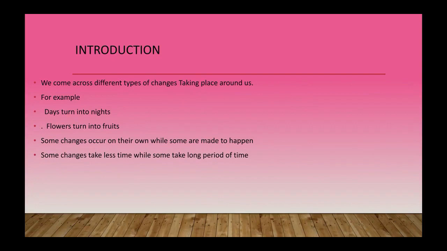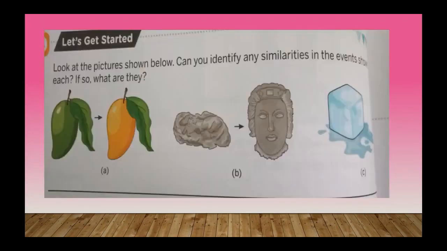Think about the second example. Flowers turn into fruits, right? It will take some period. Different plants have different flowering periods, and some flowers may give fruits, some flowers don't give fruits, right? And the period of ripening of fruit is different. So that is what is explained here. Some changes take less time while some changes take a long period of time.